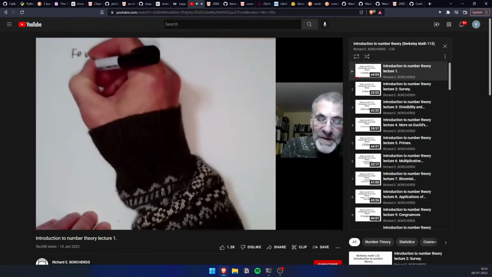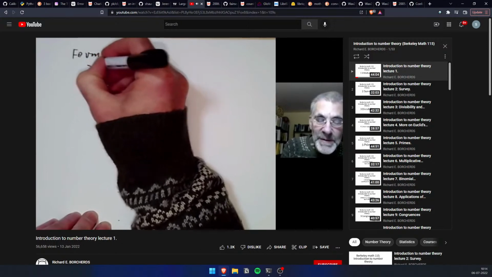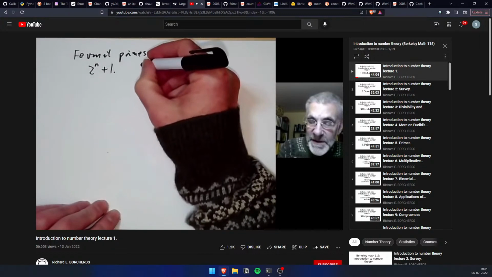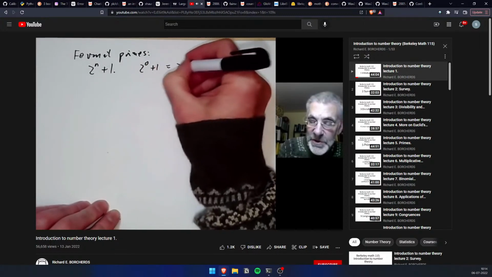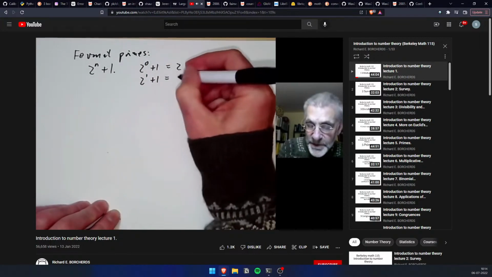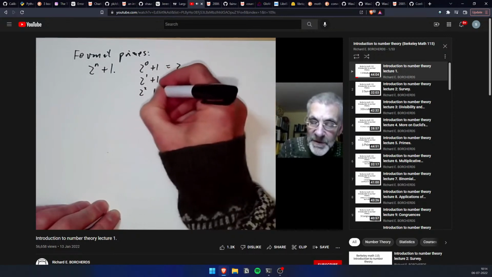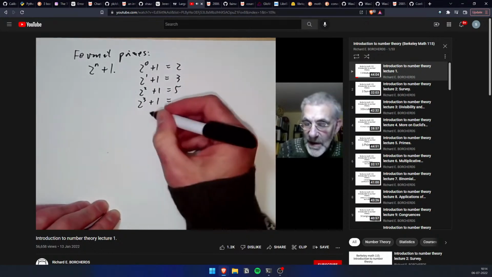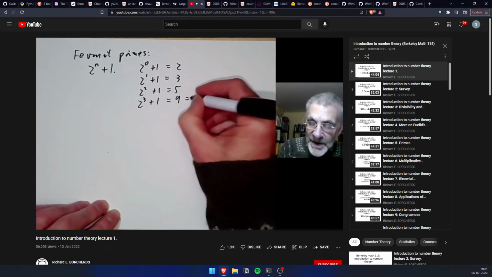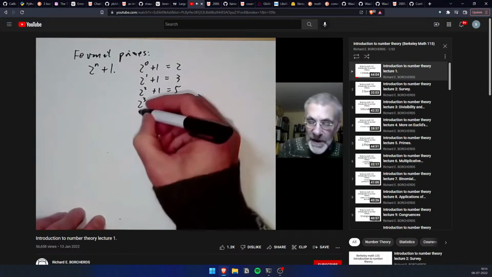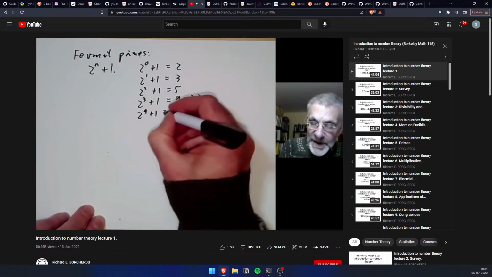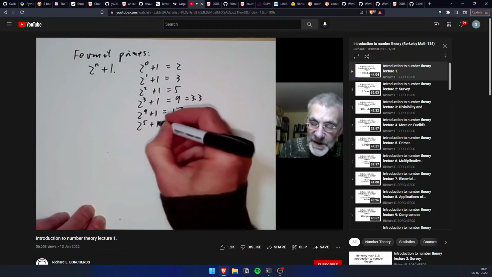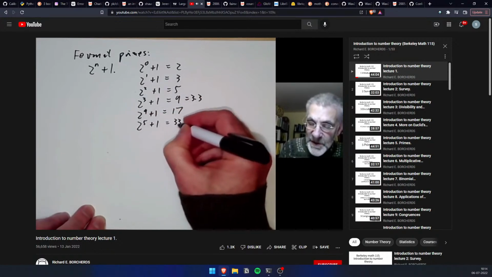Well, if we're going to look at primes of the form 2 to the n minus 1, we should also look at primes of the form 2 to the n plus 1. So let's look at the first few cases just to see what's going on. We have 2 to the 0 plus 1 is 2, 2 to the 1 plus 1 is 3, 2 to the 2 plus 1 is 5, 2 to the 3 plus 1 is now 9. Now, that's not prime, it's 3 times 3. 2 to the 4 plus 1 is 17, that's prime. 2 to the 5 plus 1 is no good, because that's 33.